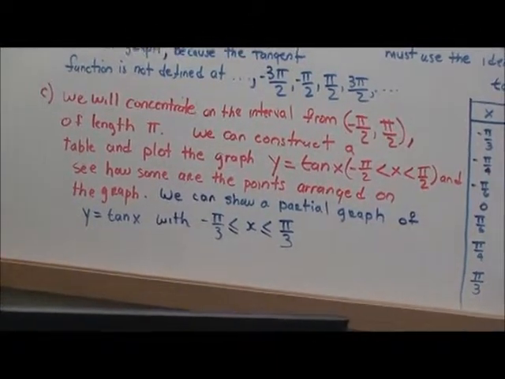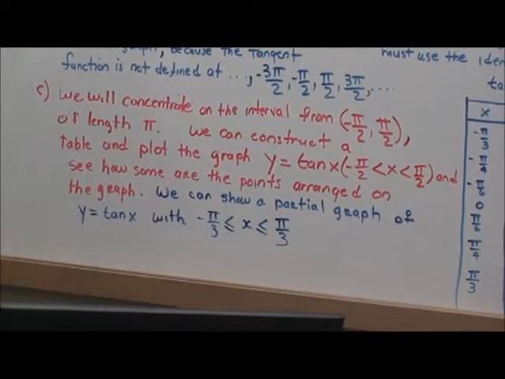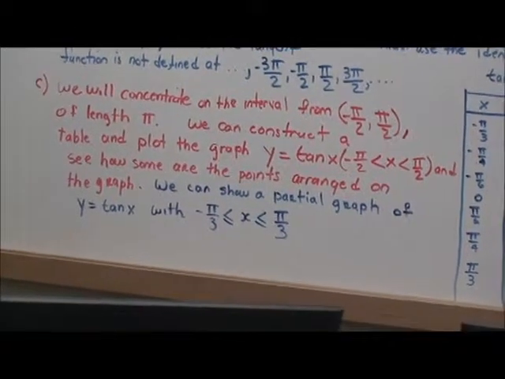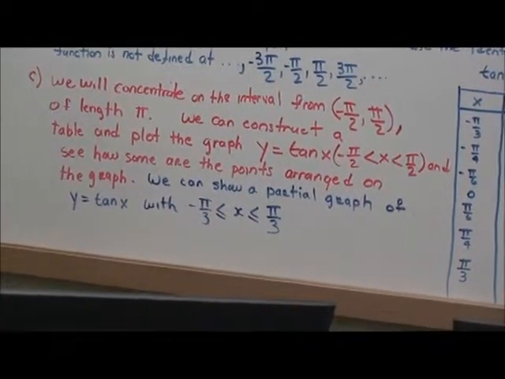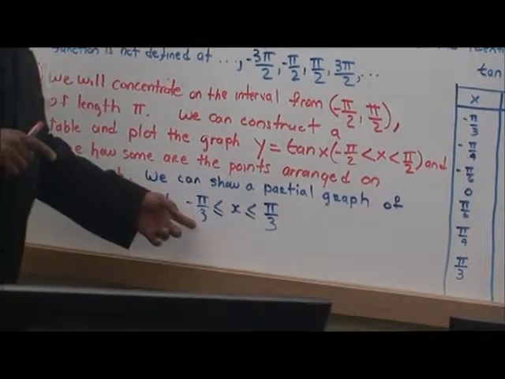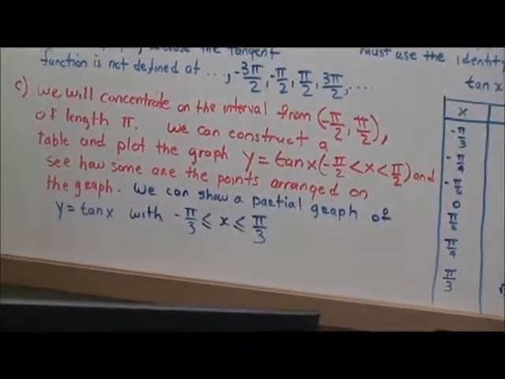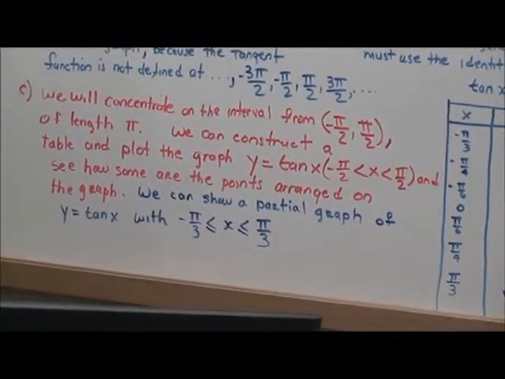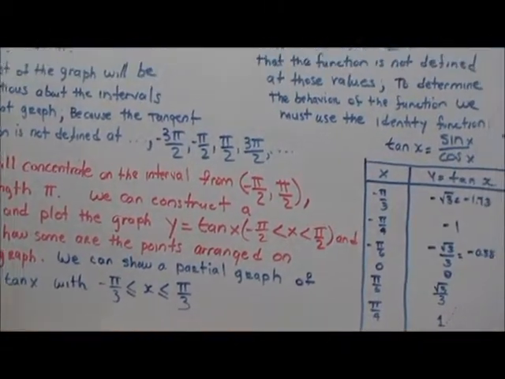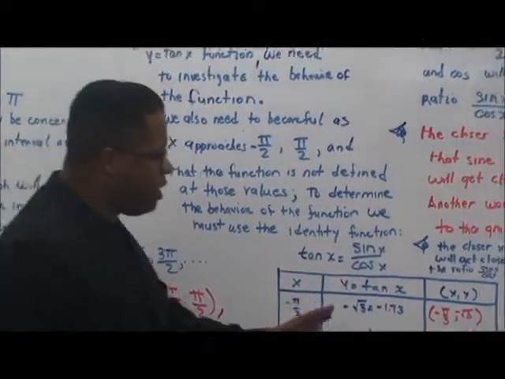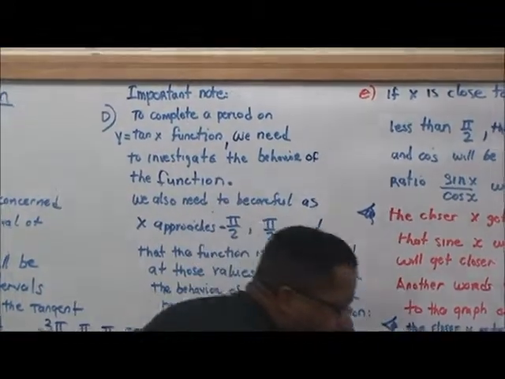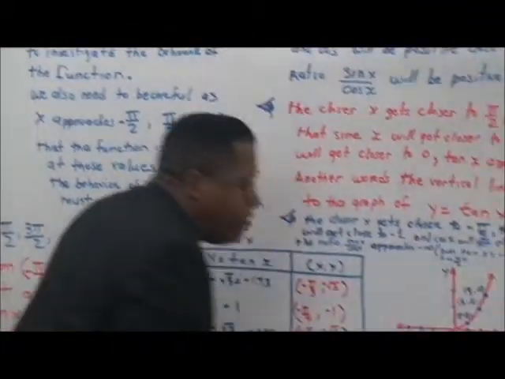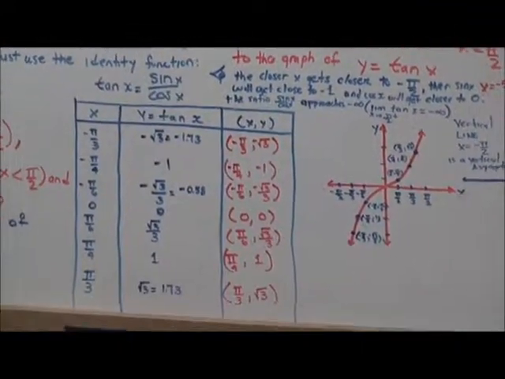And we can see how some of the points are raised on the graph. We can show a partial graph of y is equal to tan x, with negative pi over 3 less than or equal to x less than or equal to pi over 3. As you see, here's the table that we have, and here is the graph that was constructed.